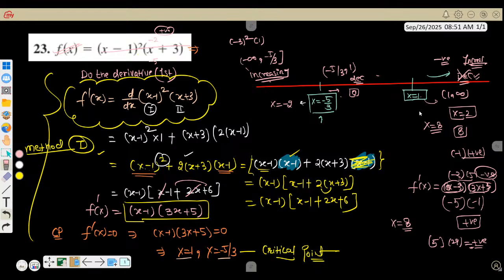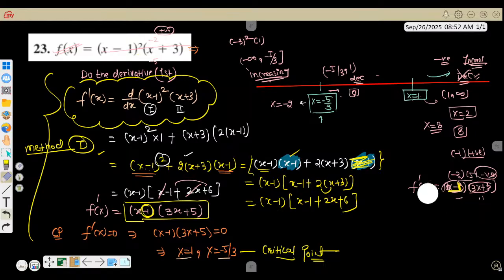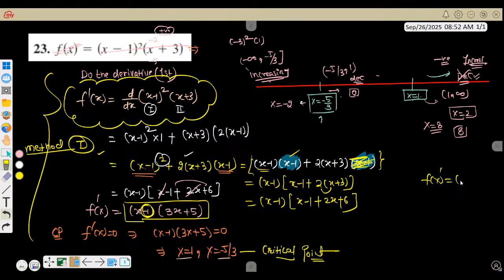Wait a second. Oh, my bad, my bad. I took the wrong derivative. This is 1, not 3. You can see, we took wrong data. That's why the problem is happening. You got it? We took the wrong derivative here. The actual derivative is this, x minus 1. I wrote 3 here. That's why the question is going wrong. And then 3x plus 5.